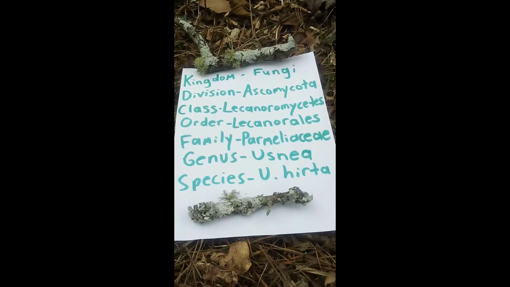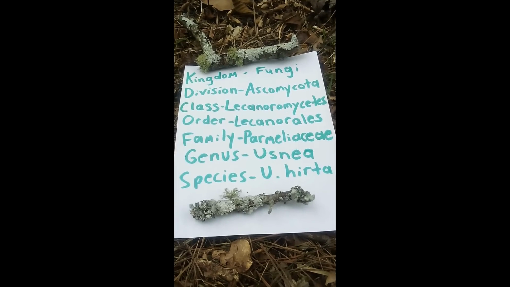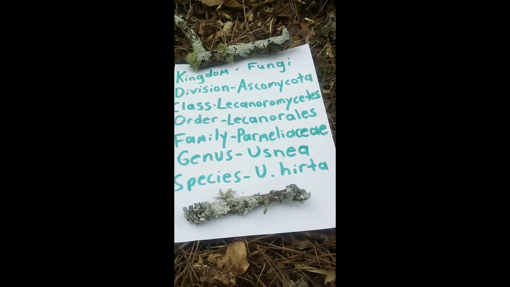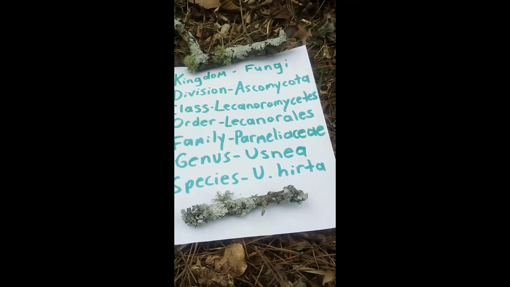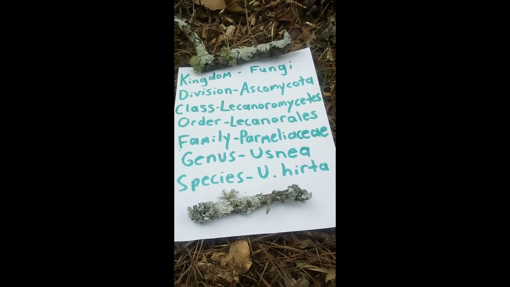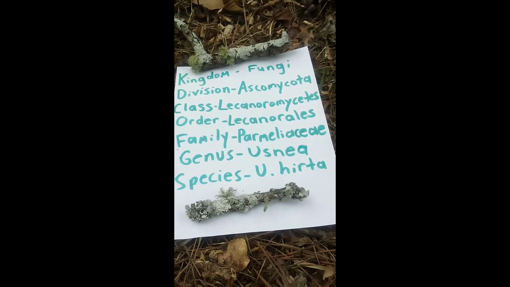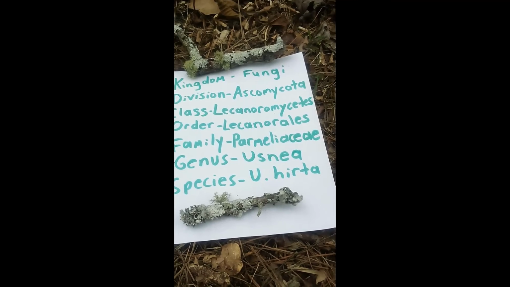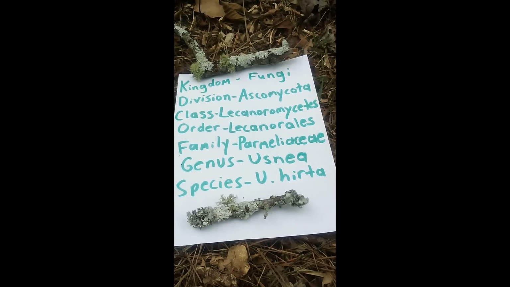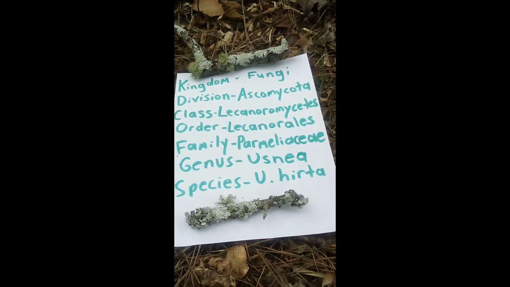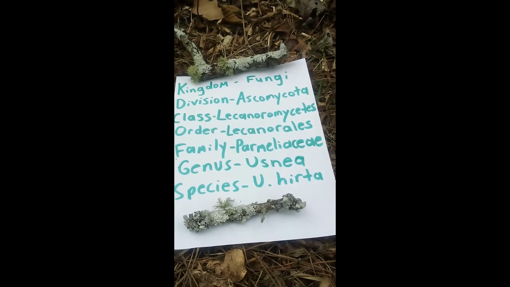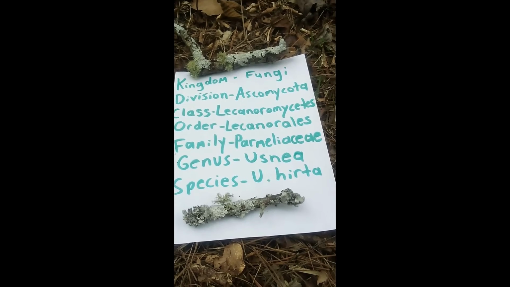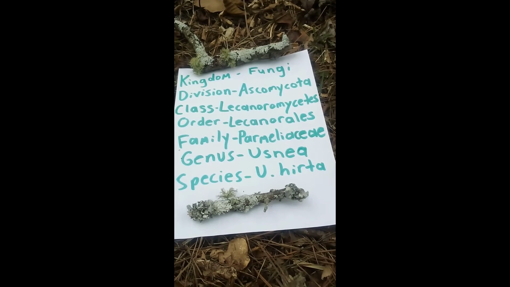Class, Lecanoromycetes. Order, Lecanorales. Family, Parmeliaceae. I'm sure that's not right. My background is ancient languages, so that might be how a person in ancient Rome may have said this, but certainly not a modern scientist. Probably Parmeliaceae. I think they have the soft C's for sure. Genus Usnea, species Usnea hirta.